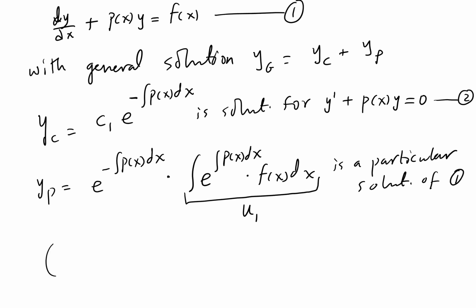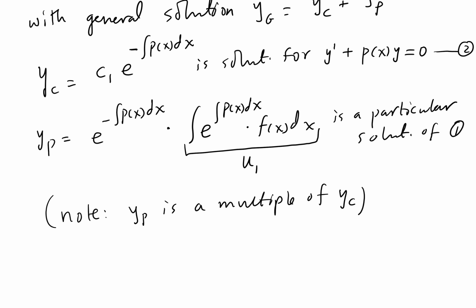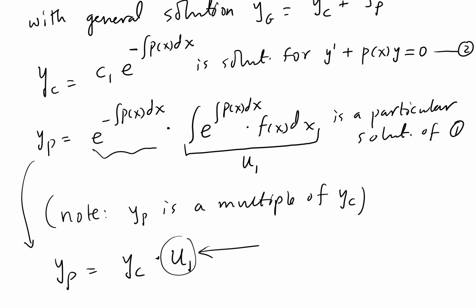Note that yp is a multiple of yc, the complementary solution. So now this means yp here can be rewritten as yc times u1. So again, u1 is called the variable parameter.